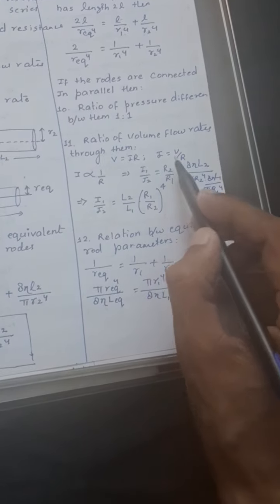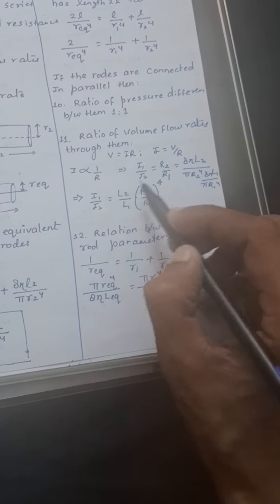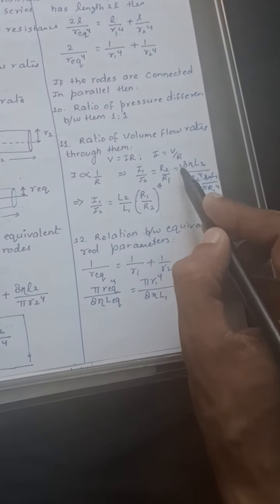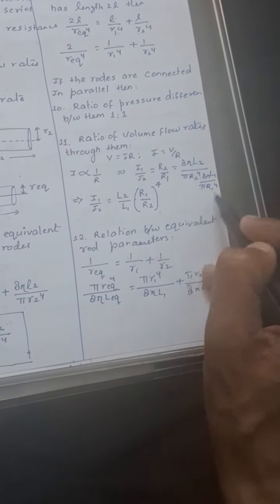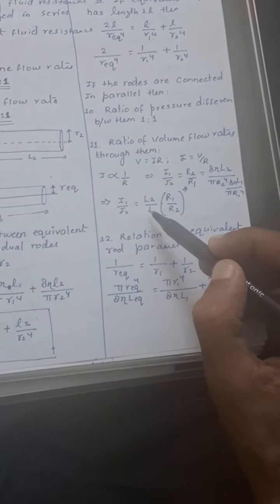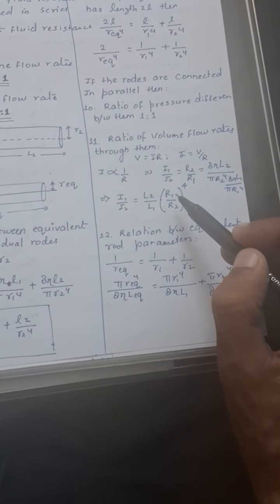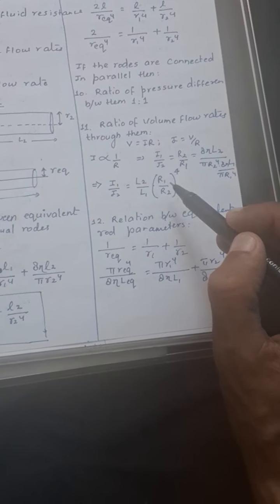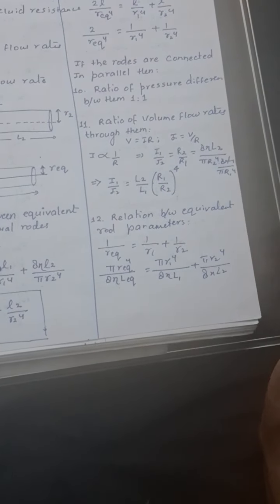So V is equal to IR, I is equal to V by R. So I is proportional to 1 by R. So I1 by I2 will be R2 by R1. And we know resistance is 8 theta L upon pi R4. So you just write this expression, and finally the result that is going to be over there is I1 by I2 is L2 by L1 into R1 by R2 raised to power 4.